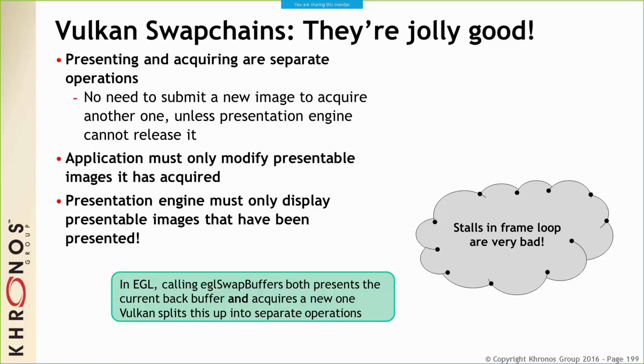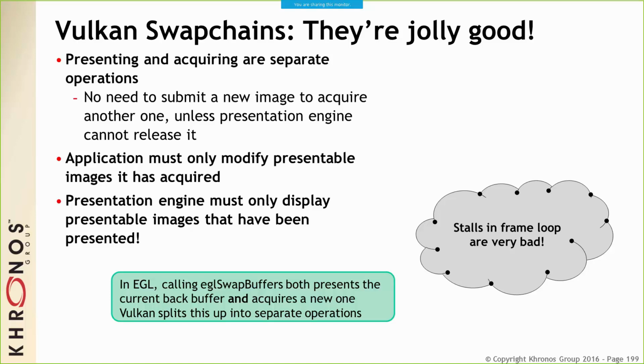And the other key point is about ownership. The presentation engine must only display the images that it has been given. When we get to front buffer rendering, we'll see what happens there. That will be a bit more exciting.